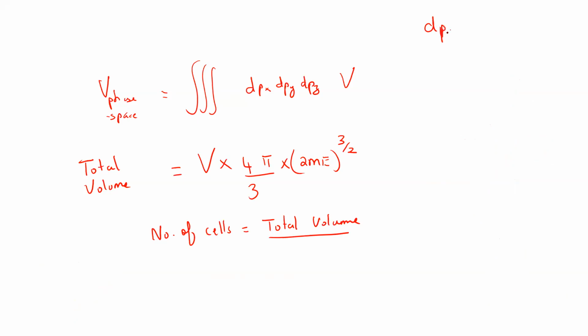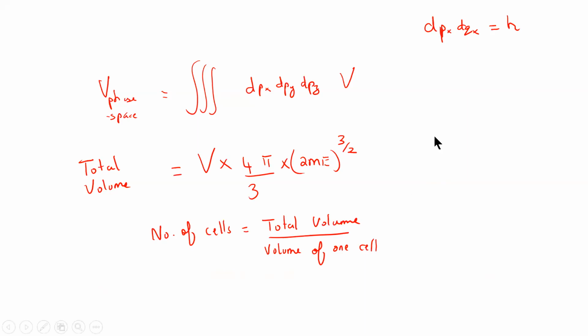So dp_x and dq_x, this is one set of phase space coordinates. This is nothing but h. So phase space is quantized as h, where h is Planck's constant. Therefore, the total volume will be h cubed. So the volume of one cell in phase space will be h cubed.